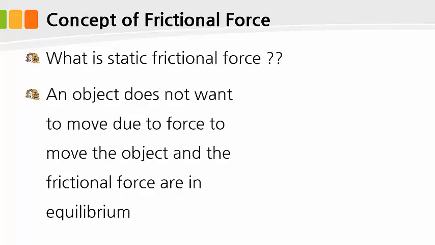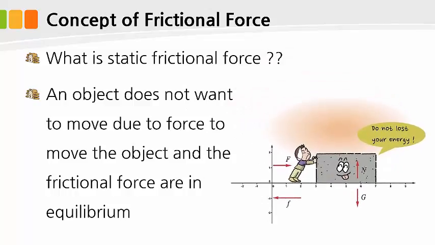A static frictional force is when an object does not want to move due to frictional force when a force is added from outside to move the stationary object. It is because the force to move the object and the frictional force are in equilibrium. The force of not wanting to move here is the static frictional force.